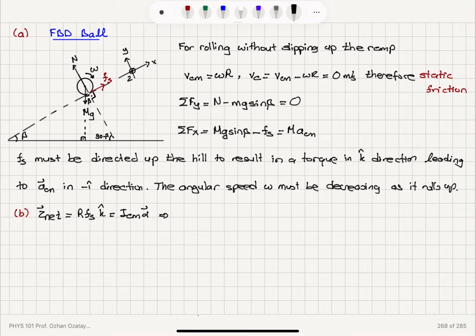So if we multiply the left side and right side with r, we will have r squared fs k hat is equal to, or let's just look at the magnitudes here. r squared fs is equal to I center of mass alpha times r, and the acceleration of the center of mass is related to the angular acceleration as alpha times r. So r squared static friction must be equal to I center of mass times acceleration of the center of mass. So we see that the static friction magnitude must be equal to I center of mass divided by r squared times acceleration of the center of mass.